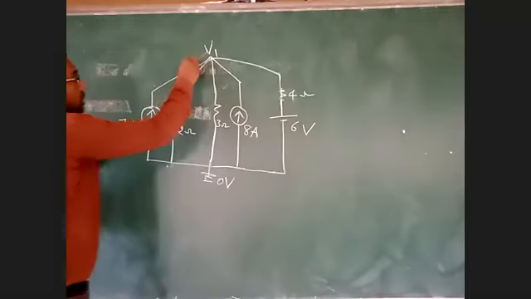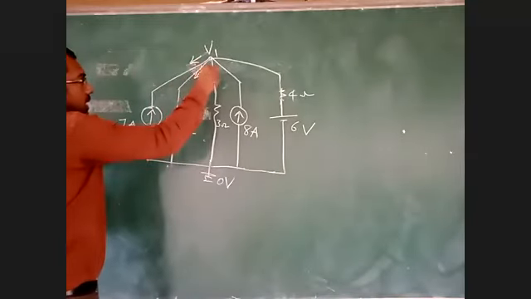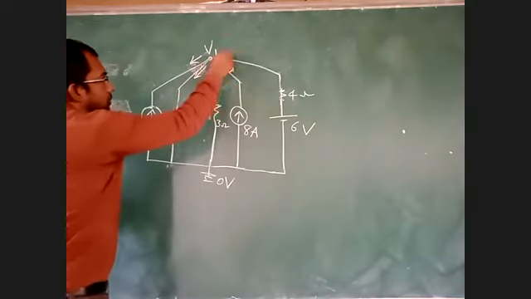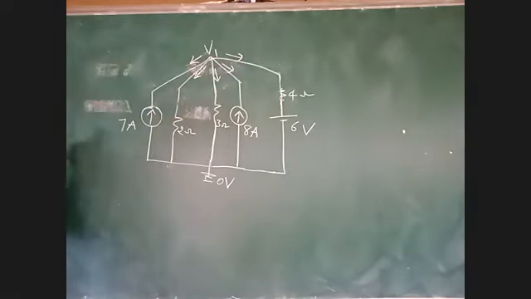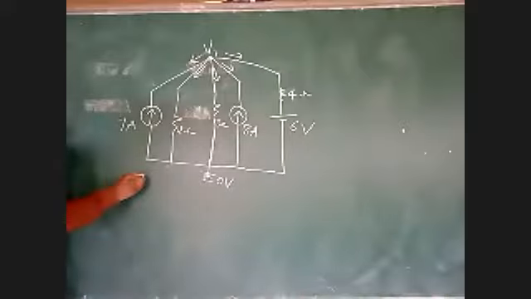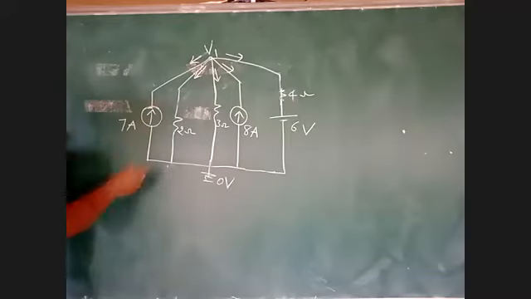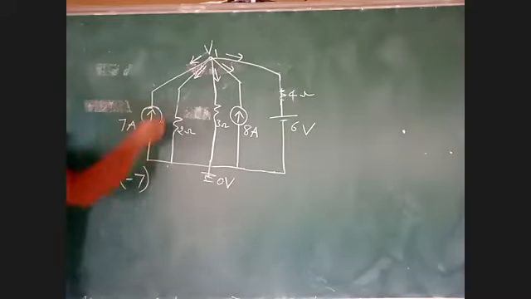See here, one branch, second, third, fourth, 5 branches are there. Now I will write the case here. In the first one, what is the current? -7. Minus, why? Because current is entering into the node. Our assumption is outwards, both are outward. That's why minus.